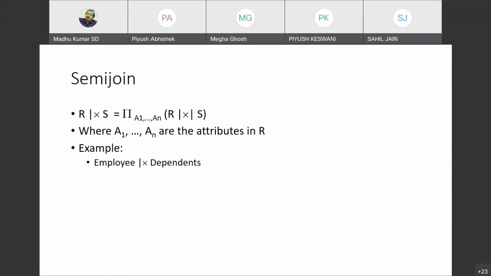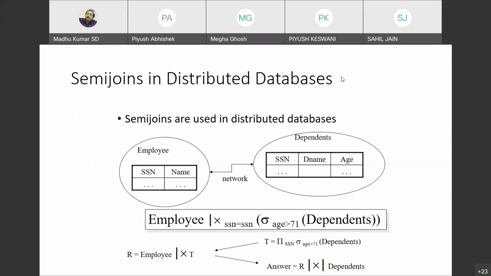That is actually called semi-join. It is a very important operator, widely used in distributed databases, as all of you are aware. Here an example is shown. You have an employee table and another table called the dependent table, and they are at two different locations. One is at Hyderabad and the other is at, say, Vijayawada, two different cities in Andhra.